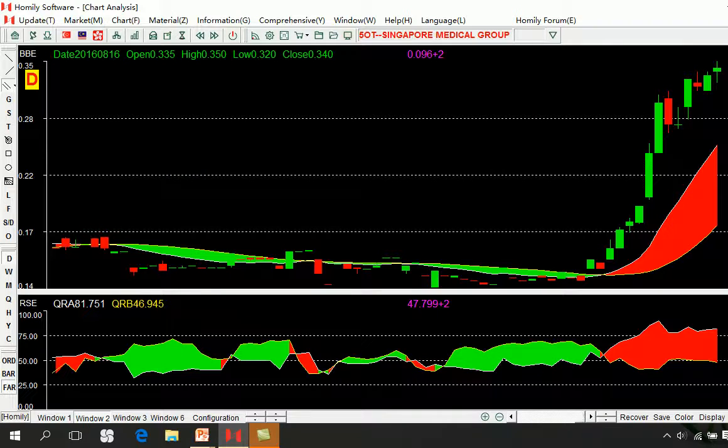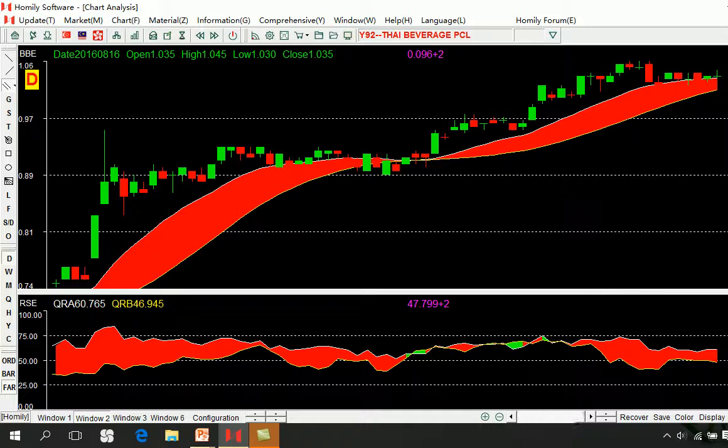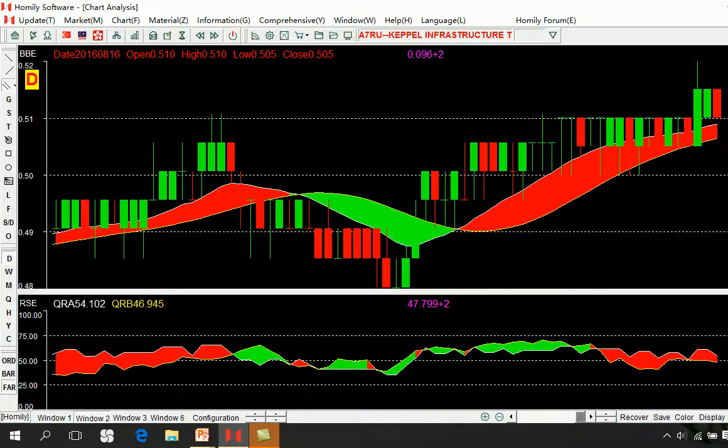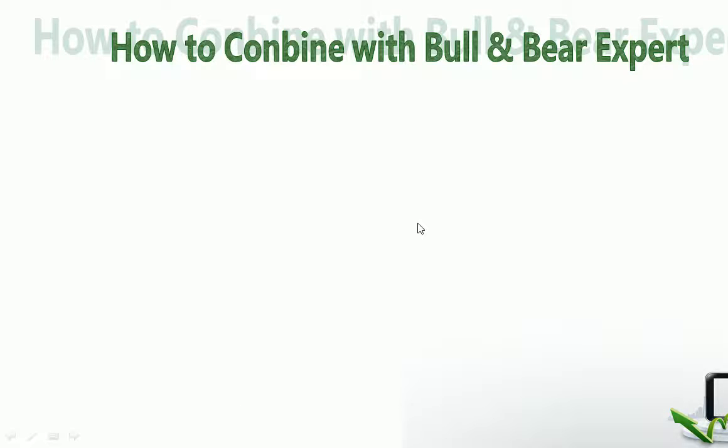It's also stronger, right? Because the red band. So here is the weaker. Here is stronger. So you can use the relative strength expert to judge whether your share is stronger than the index or not. Okay. But how to combine it with the bull and bear expert?